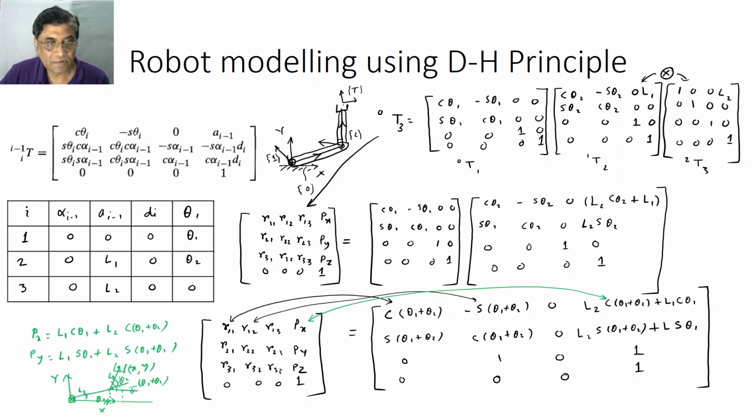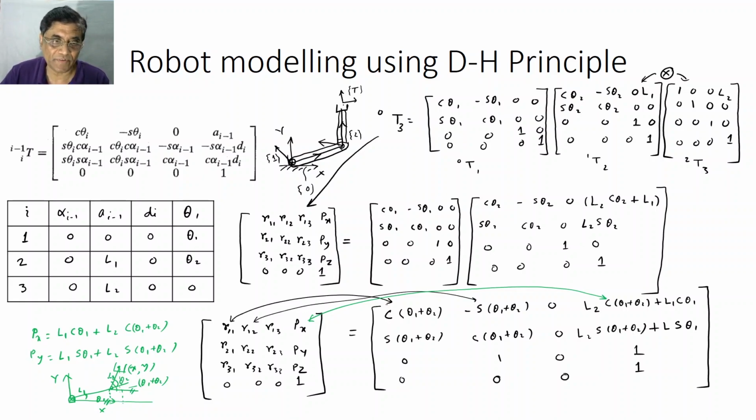And what is this one? This is the link, length is L2. So L2 cos(theta 1 plus theta 2), because theta 2 is the angle made with the first link. So theta 1, and theta 2 is the angle made with the x-axis.